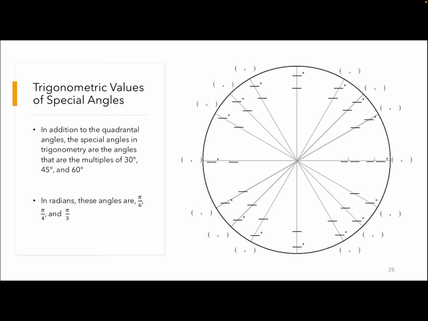So we're going to have 30 degrees is right here. In radians, that's pi over 6. In quadrant 2, we have 150 degrees. In radians, that is 5 pi divided by 6. In quadrant 3, we have 210 degrees. That is 7 pi over 6. And in quadrant 4, we have 330 degrees, and that is 11 pi divided by 6.